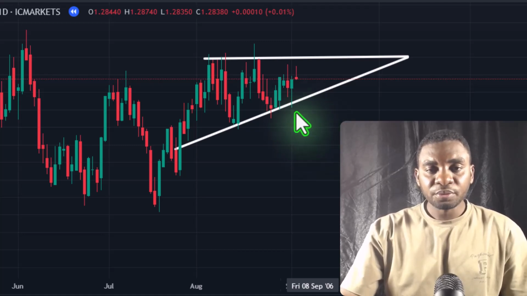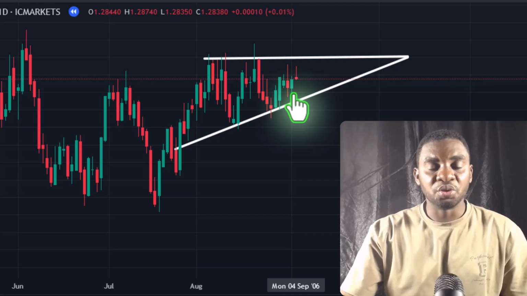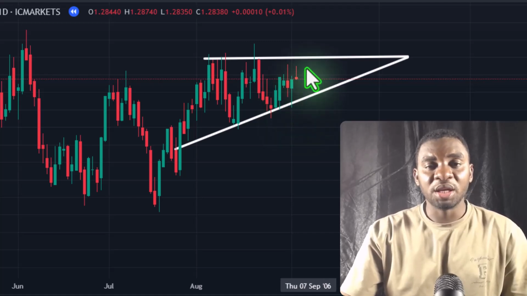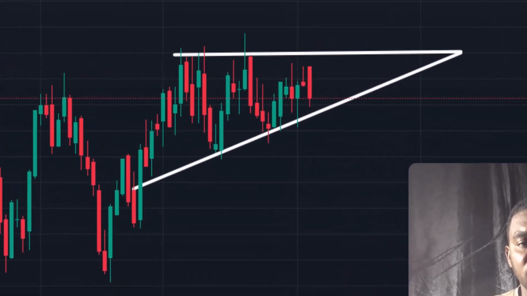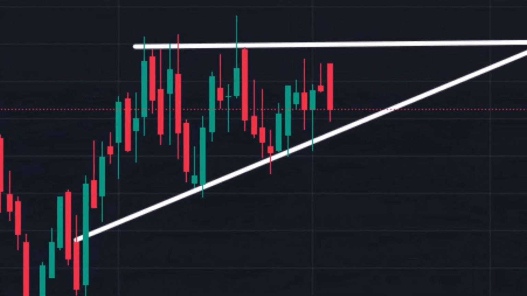So we'll watch this now to see if it is going to be a sell position. So let's watch it carefully. See, a bearish candle has just been formed.